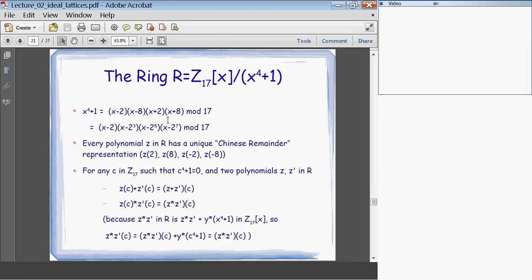The second important question is what are the values that we should use to represent the polynomial?